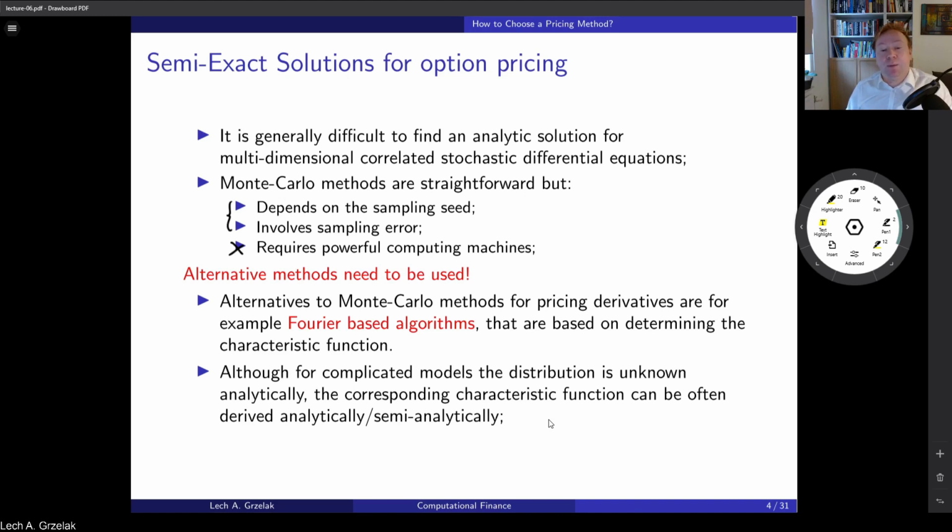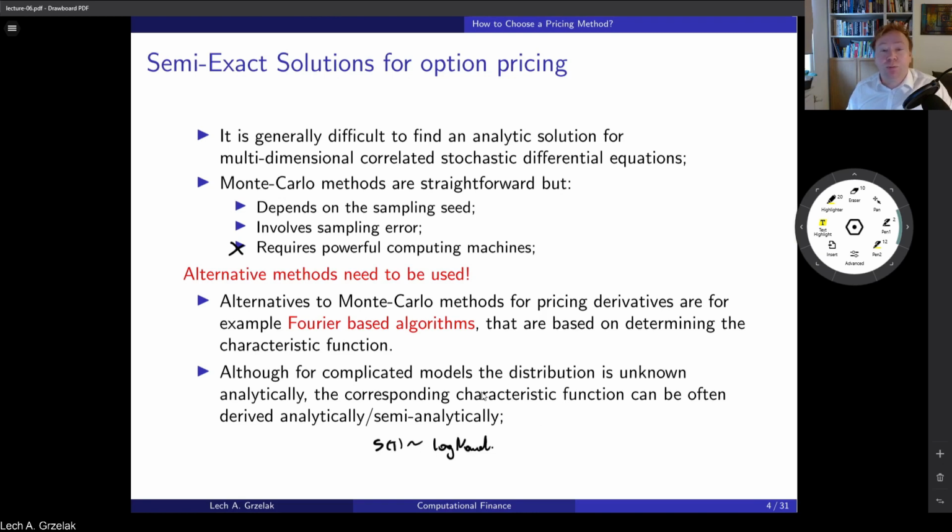This means that for the Black-Scholes model, for example, we were able to find the density, so the probability density function of a stock S(T), and we got it analytically. We know that in the case of the Black-Scholes model, S(T) is lognormal. This means that the PDF and CDF, we know explicitly.